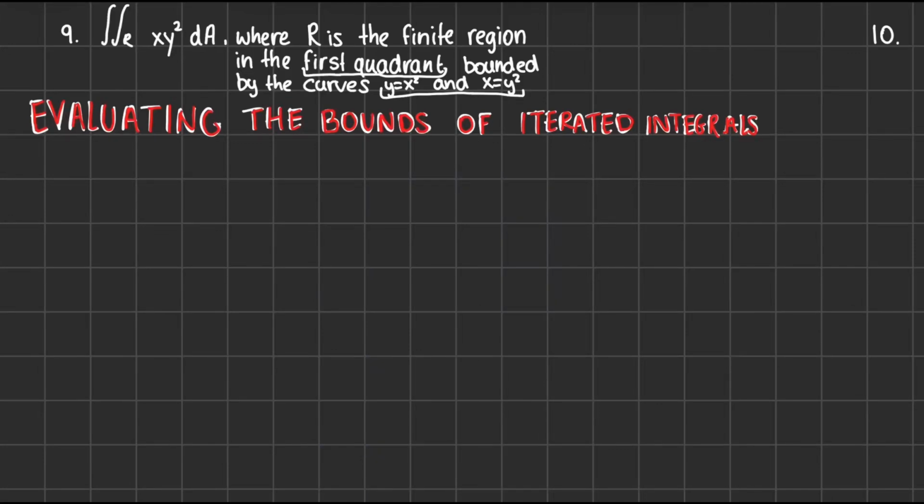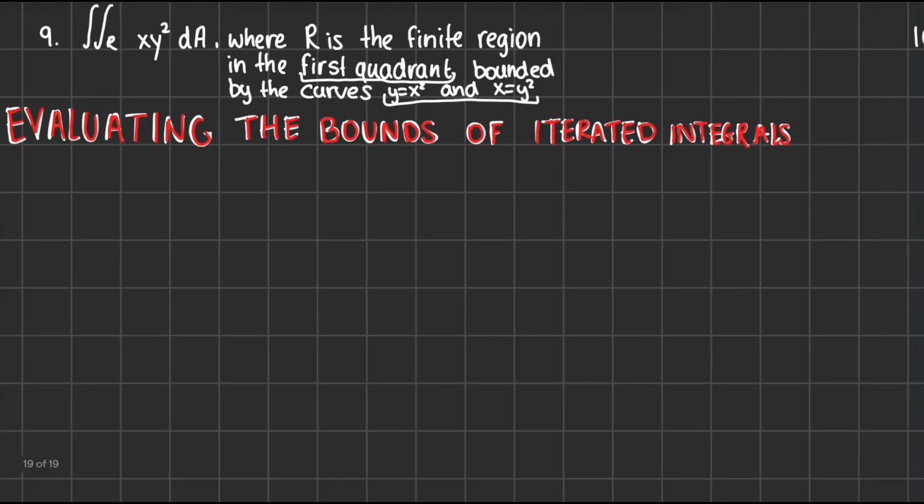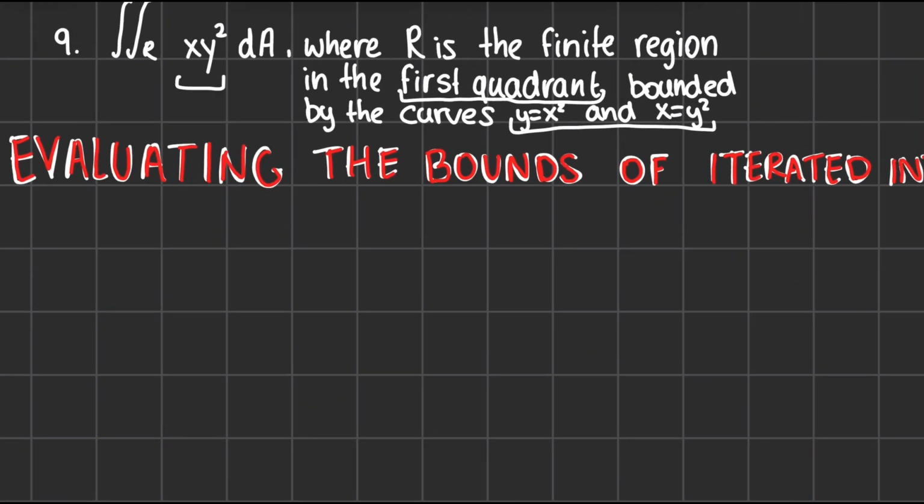Hello, and today we'll be evaluating the bounds of iterated integrals. We're going to be looking at an example exercise. So here we have the double integral of the function xy squared, where R is the finite region in the first quadrant, bounded by the curves y equals x squared and x equals y squared.